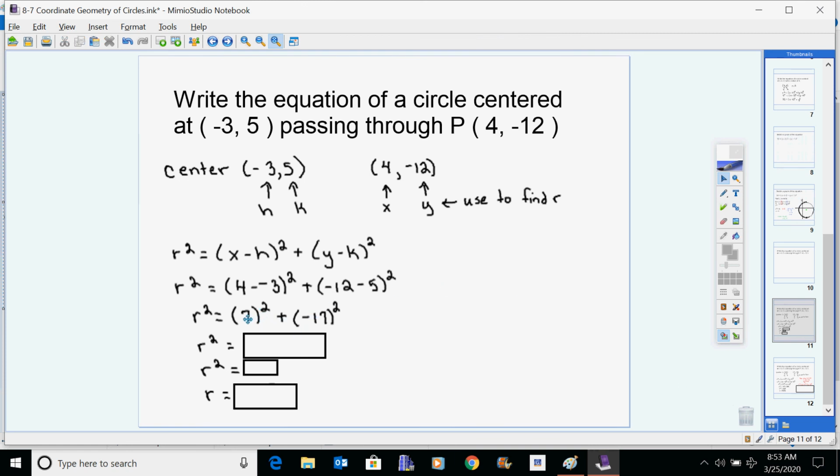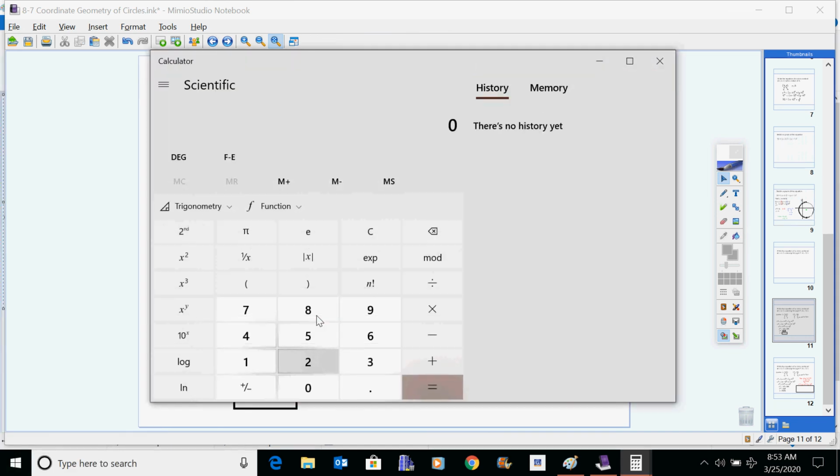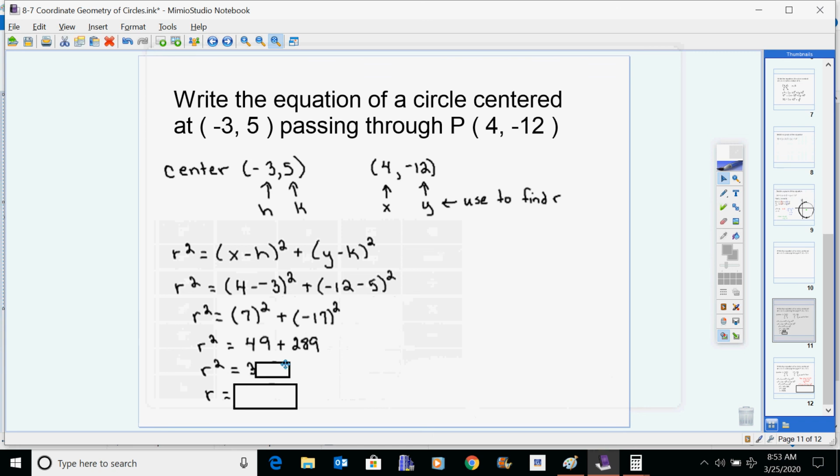When we multiply 7 times 7, we get 49. And when we take 17 times 17, even if you're just using a basic calculator, you do 17 times 17. Oh, wow, I just really messed that up. 17 times 17. That's where your 289 comes from. Okay, we add them together and we get 338. And then we can square root it.